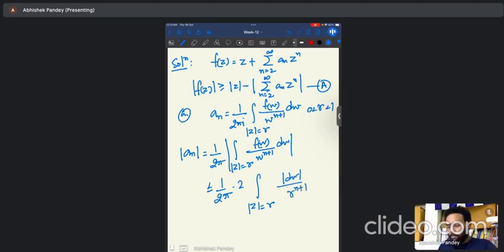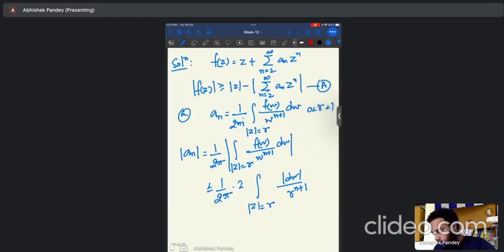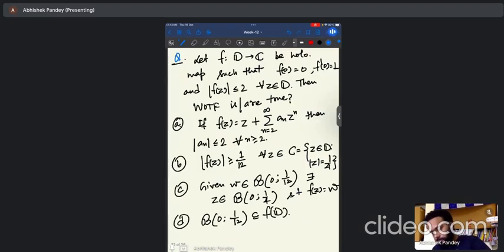So this 2 comes from |f(z)| ≤ 2 for all z belongs to D. So this will hold. Now what is this? So you will get |a_n| ≤ 2/r^n, as r tends to 1 minus. So |a_n| will be less than or equal to 2 for every n greater than or equal to 2. So basically the first option is true.